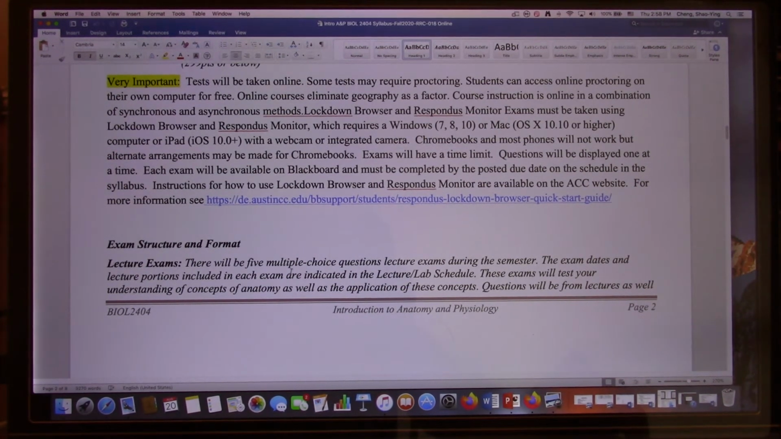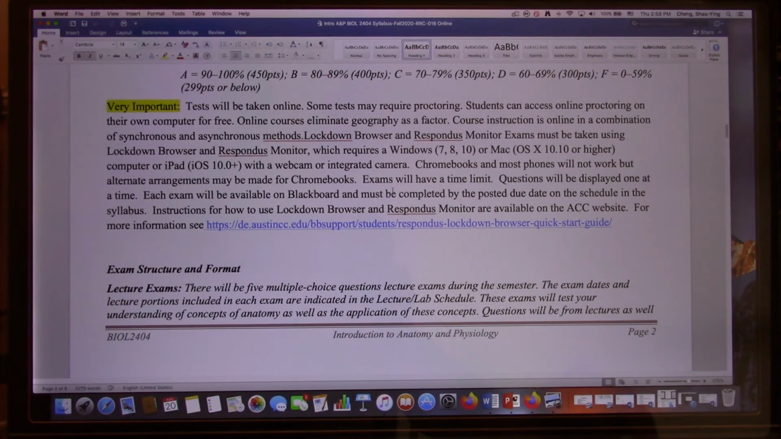And very important, this class is 100% online, so you need to use the lockdown browser to take the test with the webcam. When you register for this class, if you read the instructions carefully, it lists all this. So you need to have the correct hardware to be able to take the test. And if you don't, you won't be able to take the test. Blackboard is going to block you.